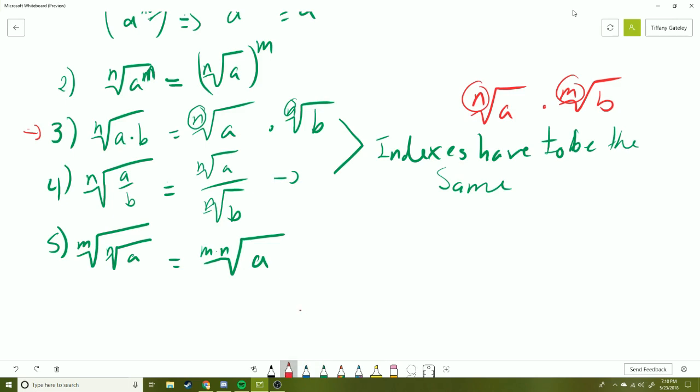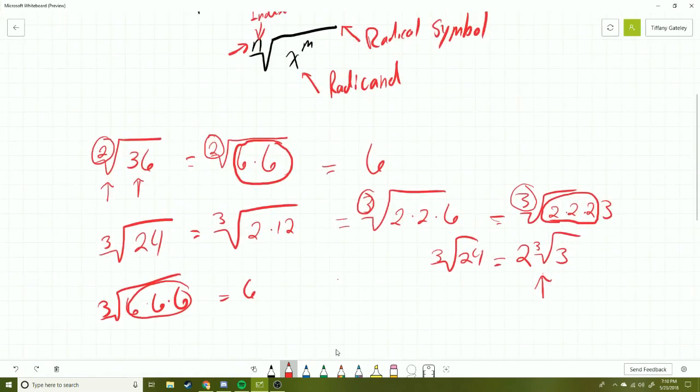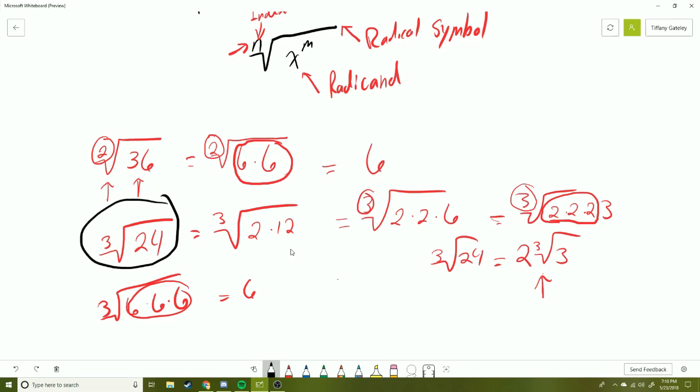A side note here is when you see a radical, you want it in the simplest form. So you want the radical in simplest form. And that's what we did up here, you're writing them in the simplest form. So your cube root of 24 in the simplest form is this over here. So, simplest form.